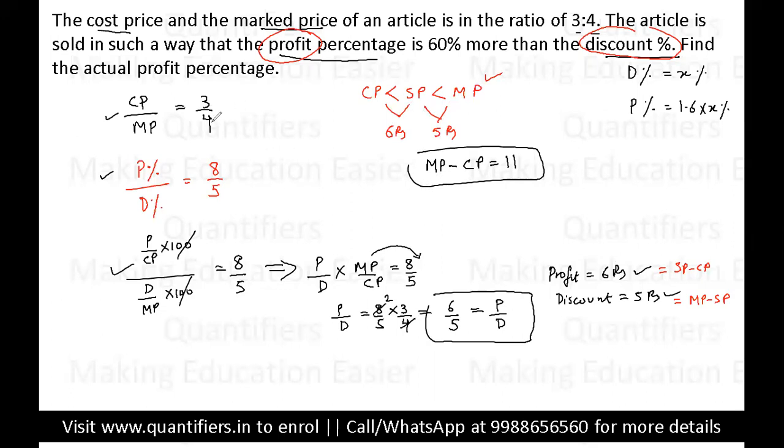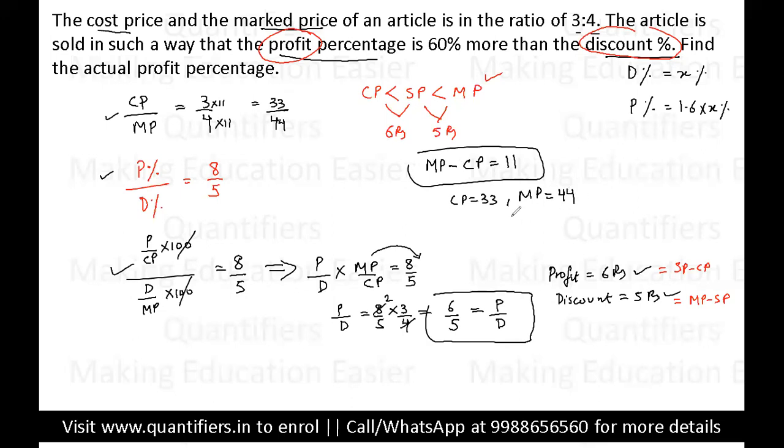Now students, if you just look at the ratio, there is a difference of 1 in the ratio, but the actual difference we are getting is 11. So I'll multiply 11 on both sides. From here, I'll get cost price as 33 and mark price as 44. तो यहां से मेरे पास cost price 33 आ गया है और mark price will be equal to 44.